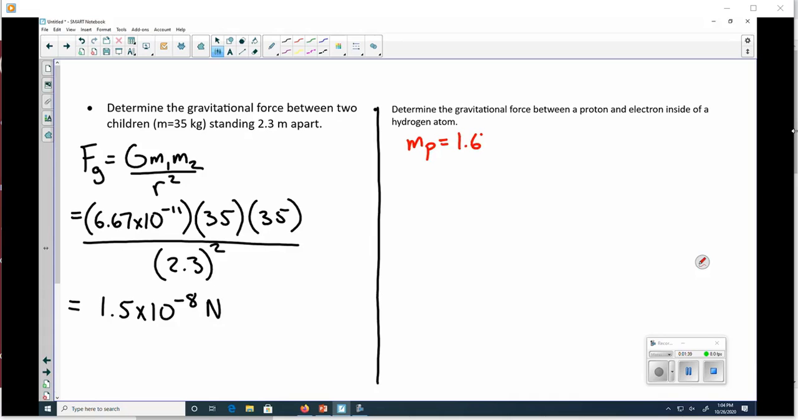Next, we want to determine the gravitational force between a proton and an electron inside of a hydrogen atom. So we haven't talked much about these, but the mass of a proton and the mass of the electron are given here in the problem, as well as the radius of the hydrogen atom. We're just going to assume that the proton and the electron are separated by the radius of the hydrogen atom.